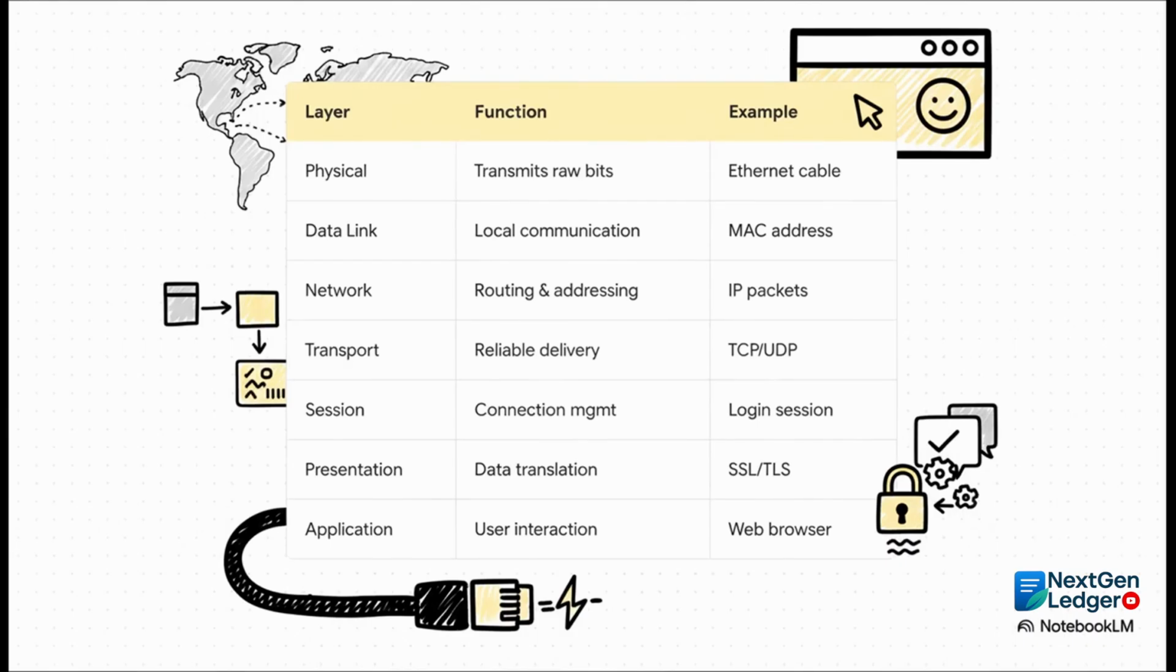Okay, let's do a super quick-fire recap. From the bottom up, physical moves the bits. Data link gets it to the right device locally. Network routes it across the world. Transport makes sure it arrives safely. Session manages the conversation. Presentation translates and secures it. And application is what you actually interact with. See, each layer has its own crucial job to do.